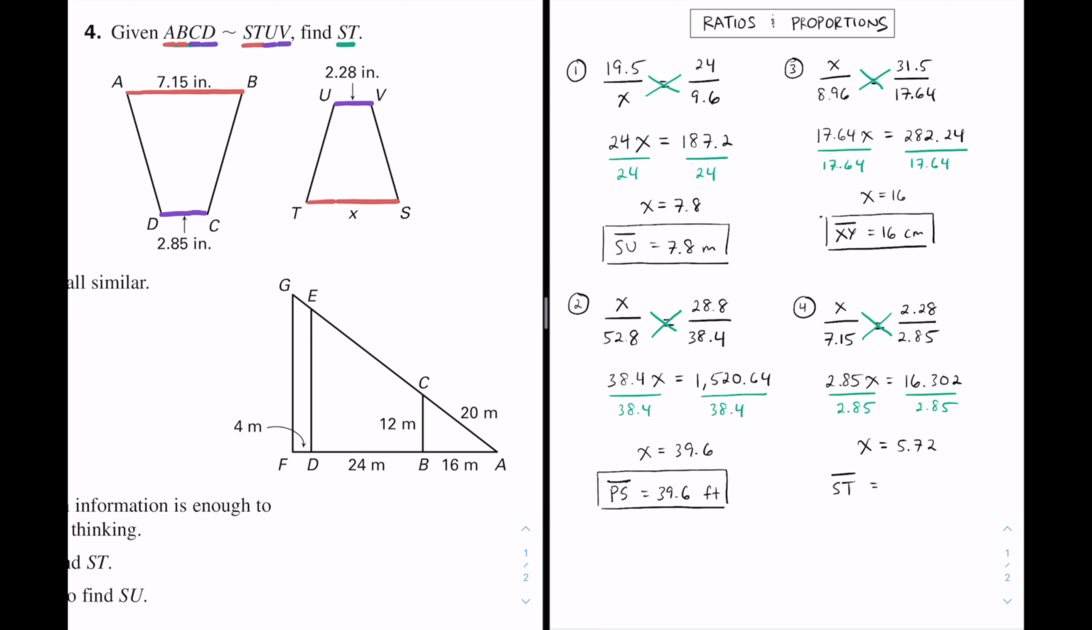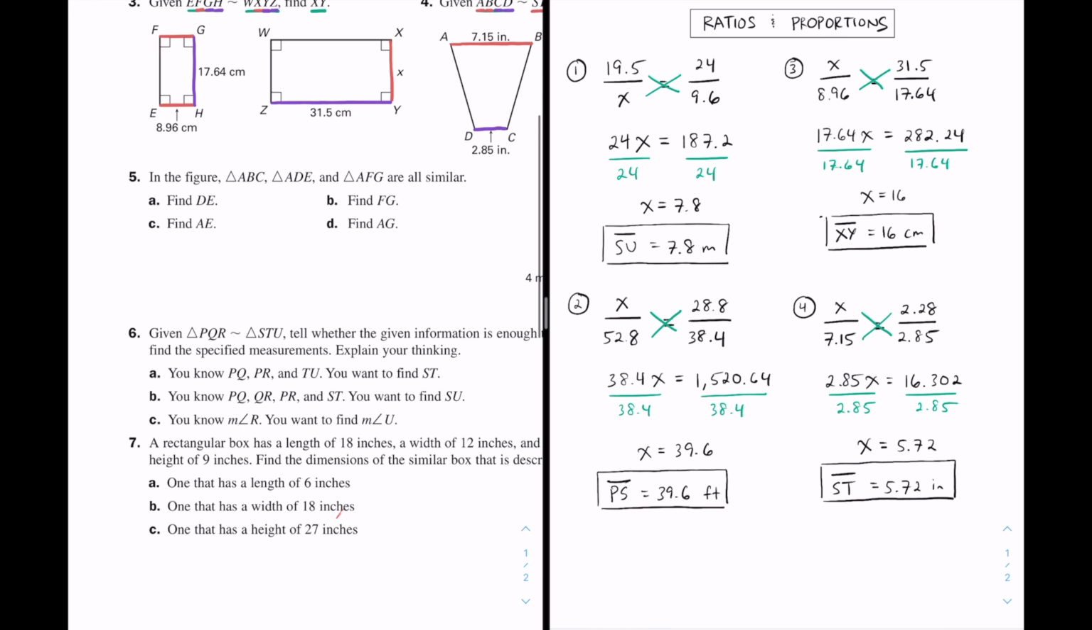So segment ST is equal to 5.72 inches. That's going to be the length of segment ST. Alrighty, so that's 4 problems down. Let's take a look at number 5 here.